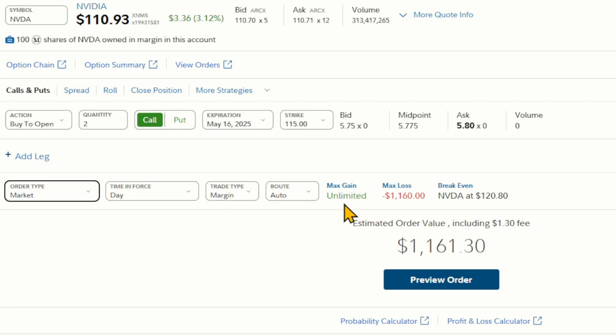Well, our max gain shows as unlimited, meaning NVIDIA can go to $1,000 a share, $2,000 a share. We don't know, but the higher it goes, the more our gain will be. But we can't lose any more than we put into a call option that we're buying. So in this case, since we're spending about $1,160, that's the most we can lose. The worst thing that can happen is this goes to zero, has no real value at expiration, and we just let it expire worthless. We lose our $1,160. Okay, so that's the worst thing.